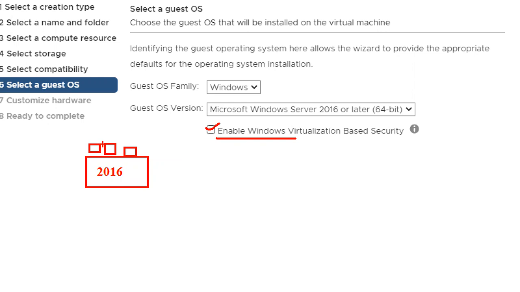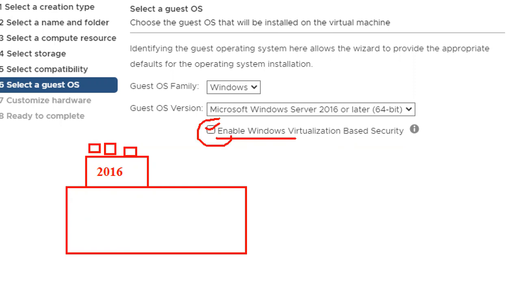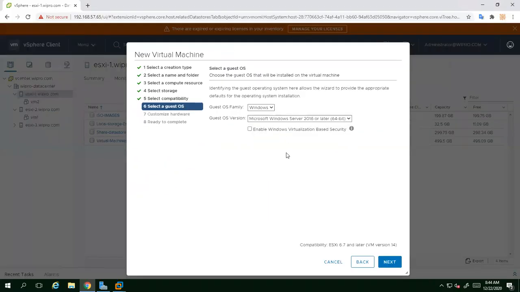So if you are doing that, the first thing is your processor has to support it. Okay, so the processor has to be VTX, not VT, VTX. That means you can do virtualization. Okay, that means this 2016, we are actually running on the top of ESXi. In 2016 again we can do the virtualization. So if you want to do that, you have to put a check mark here. Enable Windows virtualization based on security. So I'm not doing that one. And later also you can do that, no problem.